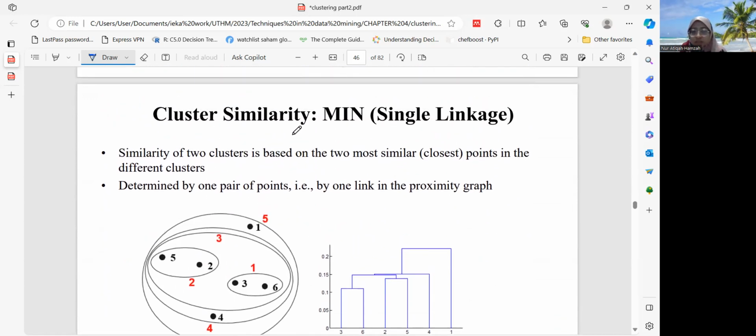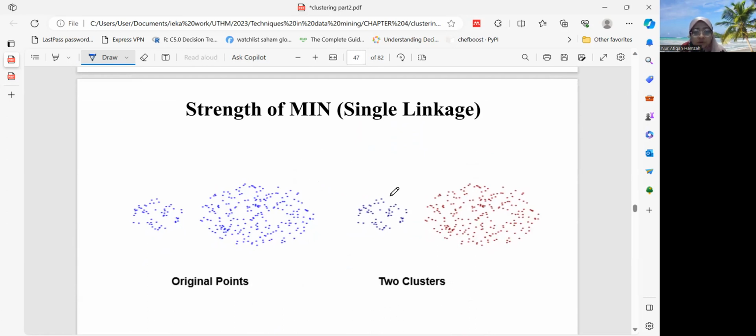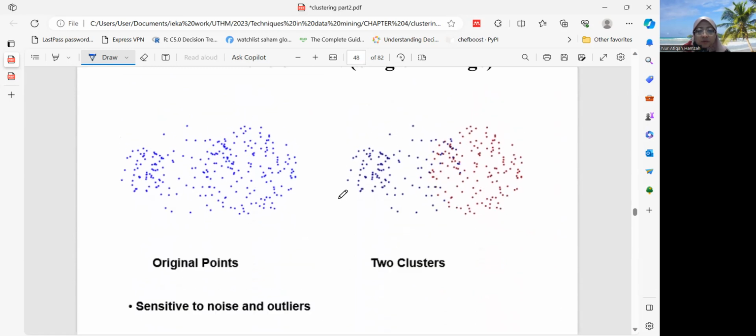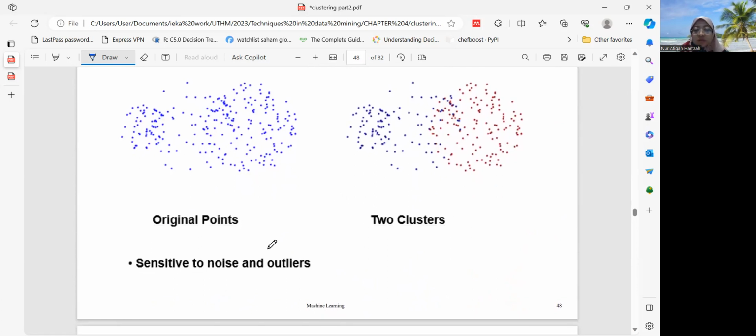Cluster similarity. For min linkage or single linkage, similarity of two clusters is based on the two most similar or closest points in the different clusters, determined by one pair of points, by one link of the proximity graph. This is the strength of single linkage: we find that when we use single linkage, it can separate the clusters obtained very well. But single linkage is very sensitive to noise and outliers.